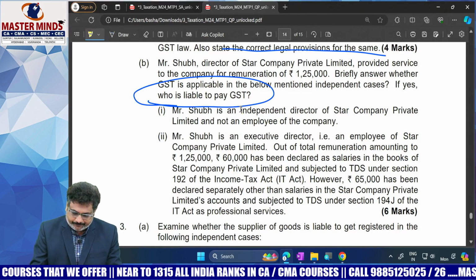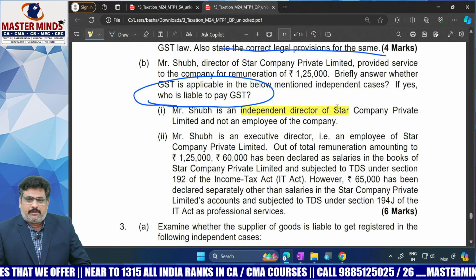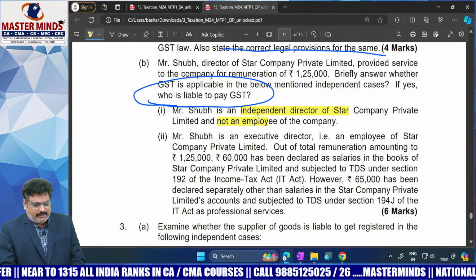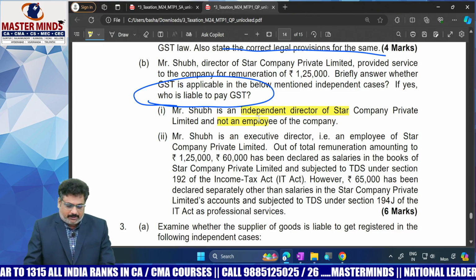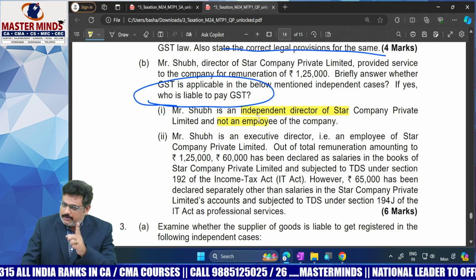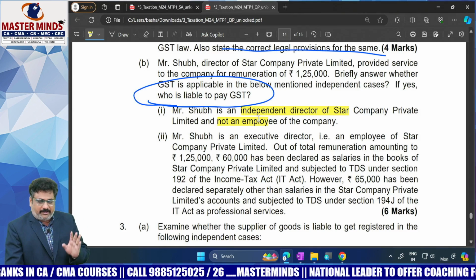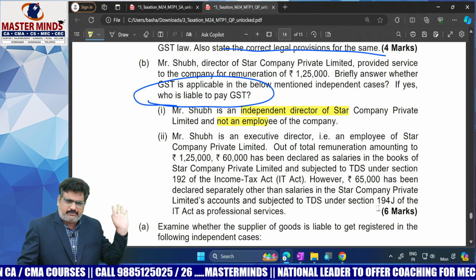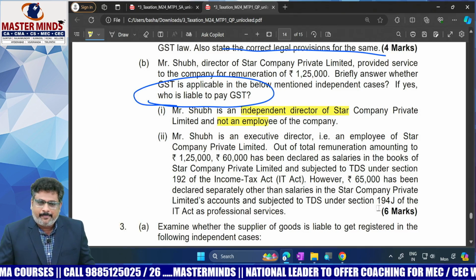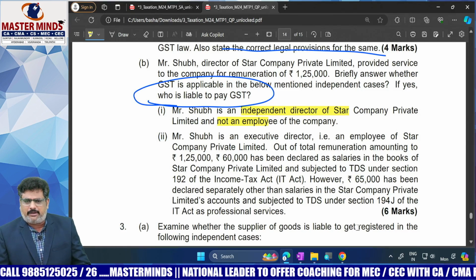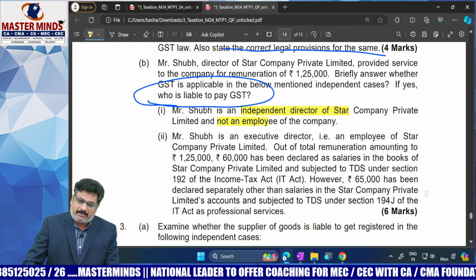And not an employee. If he is not an employee, in that case, is GST applicable or not? Applicable. And directors to companies are covered under RCM. Therefore, Star Company Private Limited is liable to pay the GST. Straight one, no difficulty. Second one, Mr. Shub is an executive director, an employee of Star Company Private Limited.